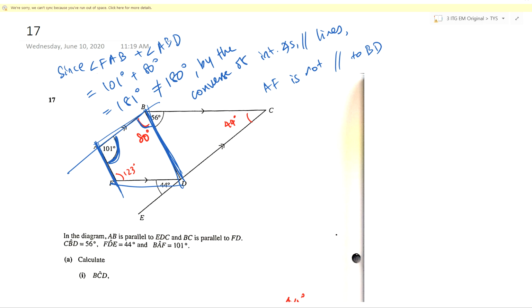In fact, your method is a few more steps than mine. Why? Because when you talk about a trapezium, you are already making the assumption that there are two pairs of parallel lines. Sorry, one pair of parallel lines. And the fact that you talk about 101 degrees and 80 degrees added up don't give you 180 degrees, you are using the property of interior angles, parallel lines. You are falling back to this. Okay?